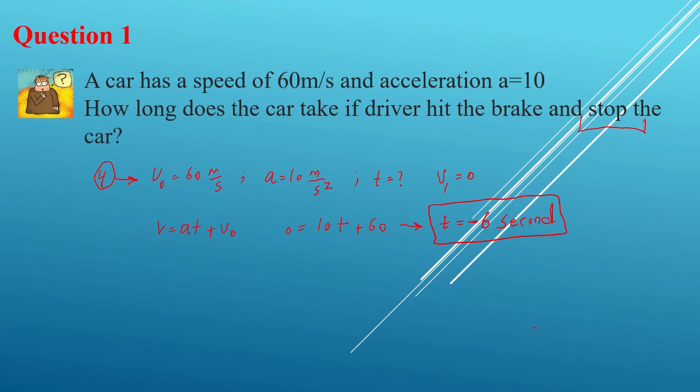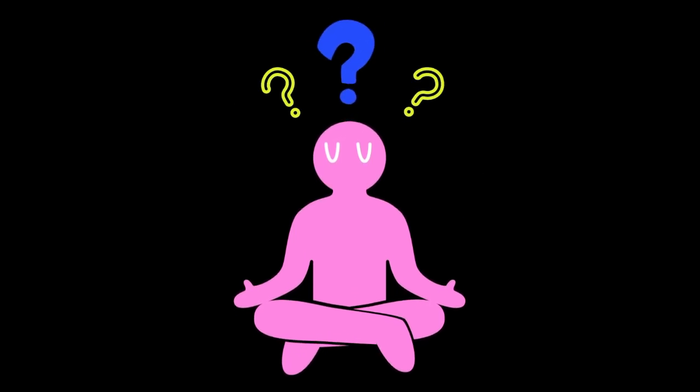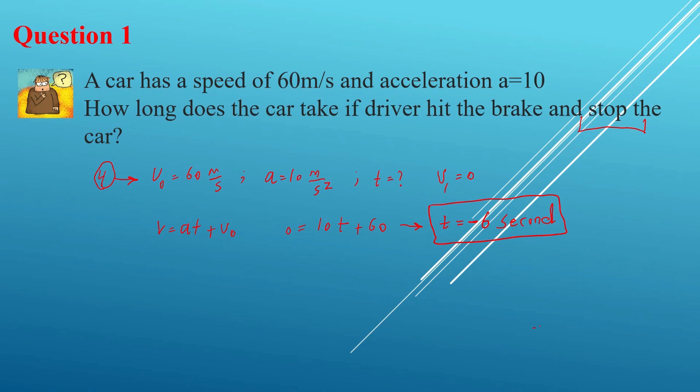Do you find anything wrong here? Just pause the video and think about it. My t is minus 6 seconds. The negative time is totally wrong, right? We can't travel to the past, right? So minus 6 doesn't make sense. What I did wrong here is about the acceleration.